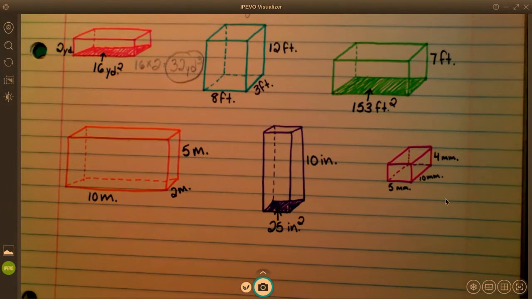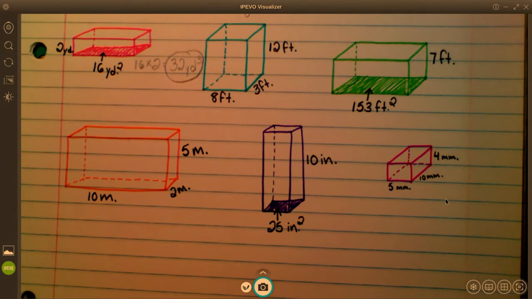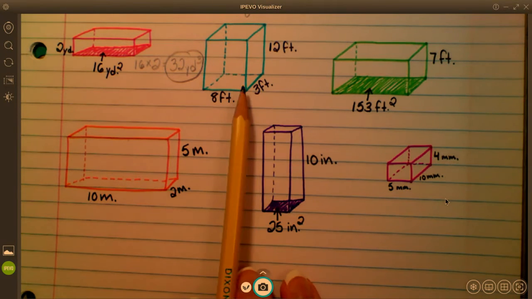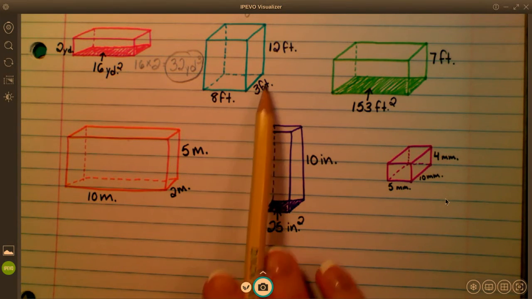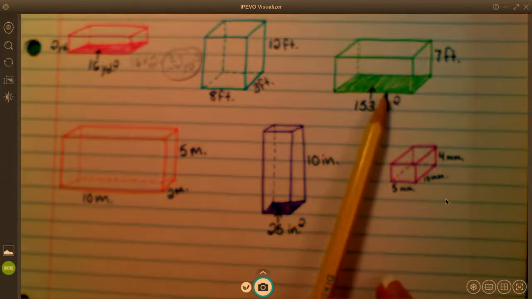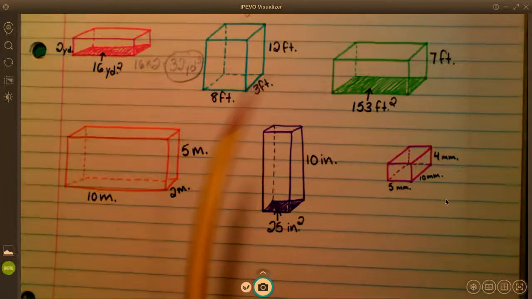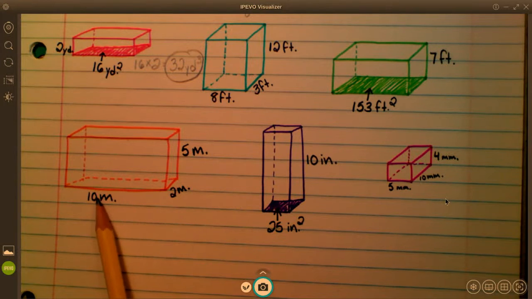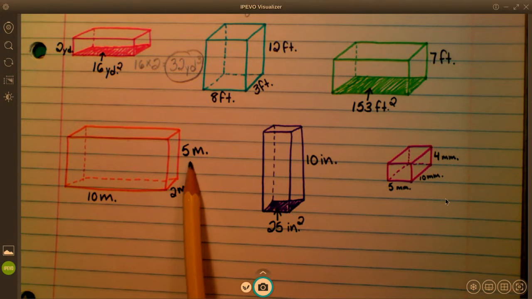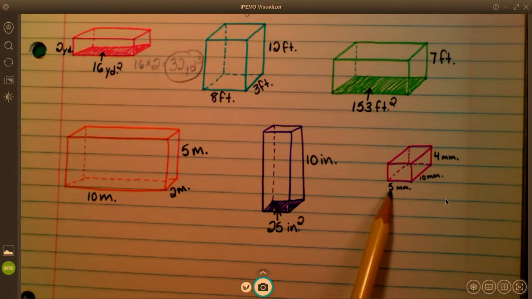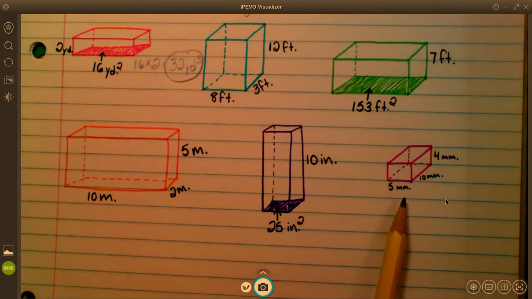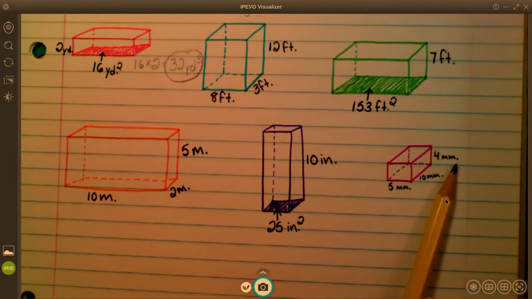Your practice problems, I should say. So you can see this blue one, we're given the length, the width, and the height. This green one, we're given the area of the base times the height. Our orange one, we're given the length, the width, and the height. The purple one, we're given the area of the base and the height. And then our pink one, we're given the length, the width, and the height. These are M's, by the way.